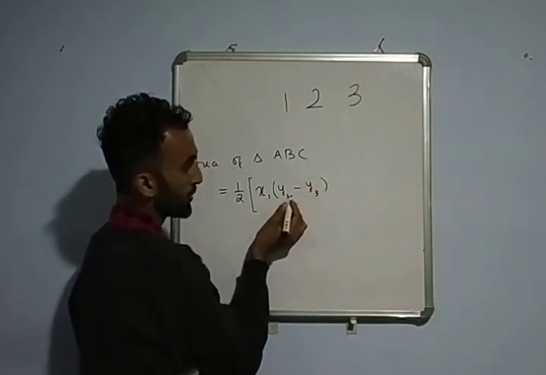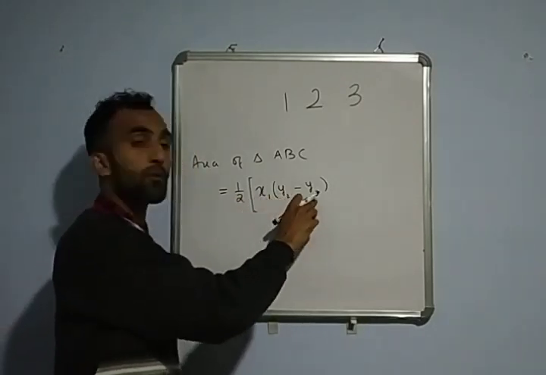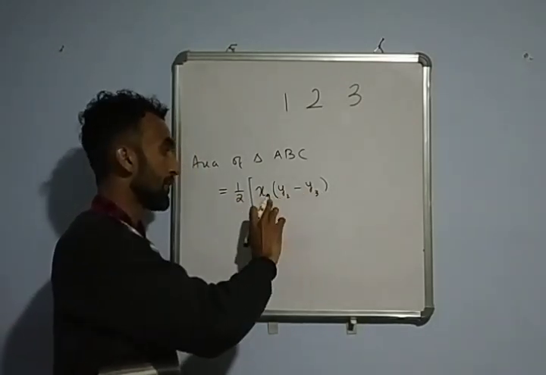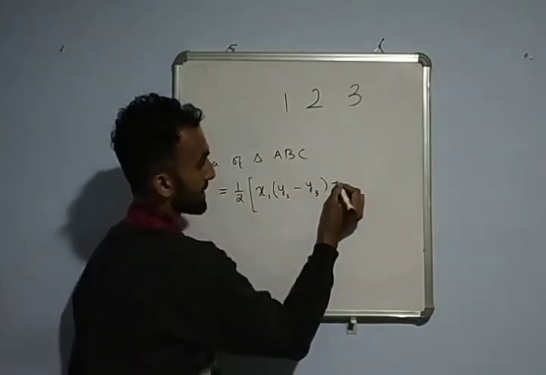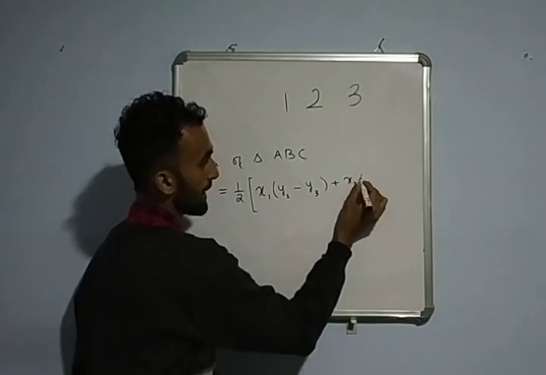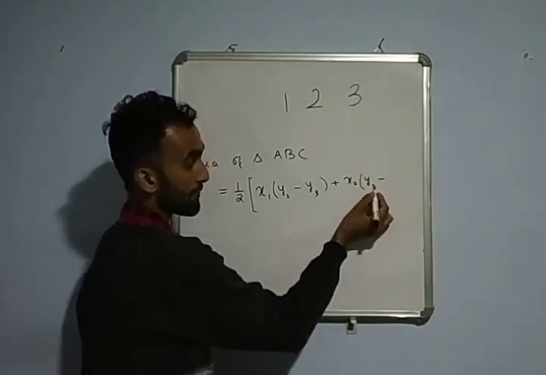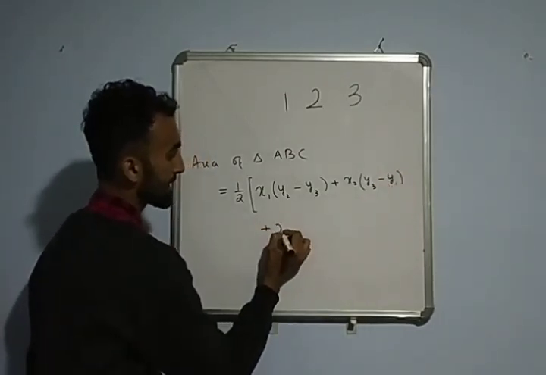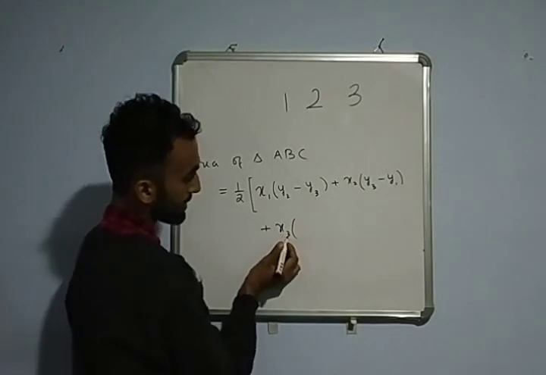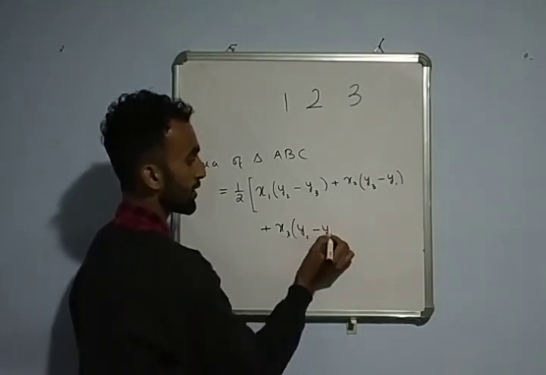After 1, 2, 3. Outside will be x coordinate, inside will be y coordinate. Remember, after 1, 2, 3. Subtract. Plus sign here. Now you write down x2. After 2 what comes? y3. Minus after 3, y1. Remember? Plus x3. After 3 what comes? 1 comes. y1 minus y2.